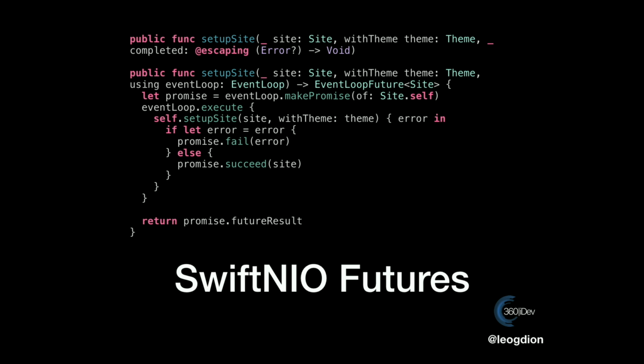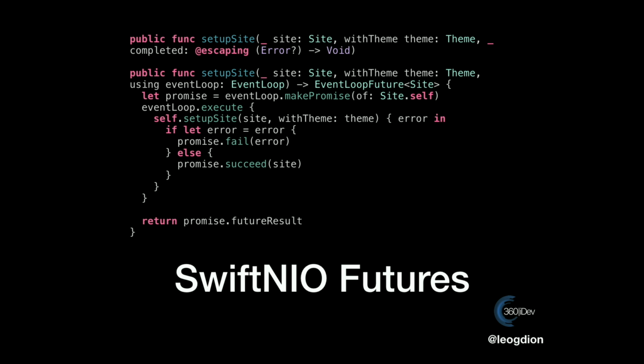So in this case, we take the event loop, we make a promise, we just specify what type. And then there's an execute method on the event loop where we pass in the code that we do. And then here we have our closure. And right inside there, if it's an error, we call the fail method on the promise. And if it succeeds, in this case, we want to return a site, so we set the site. And then outside of that, in the actual method, when we want to return the future, we just call promise.futureResult. Pretty simple to do.